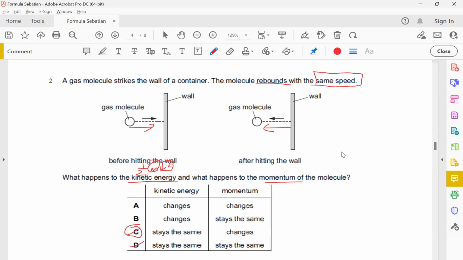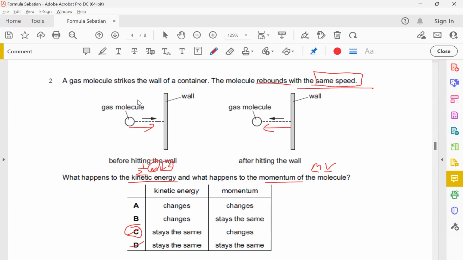Even though the formula for momentum is mass times velocity, right? Mass would be the same and velocity would be the same also because they say it's the same speed. But how come the momentum changes? Why? Good, it is the direction.